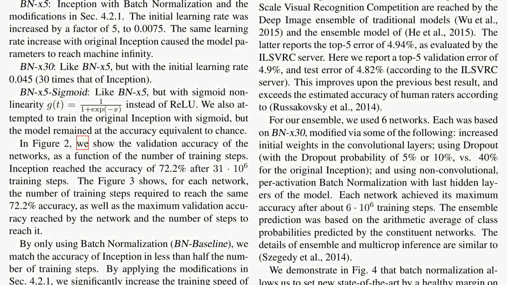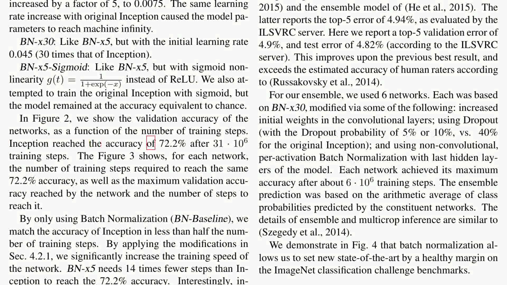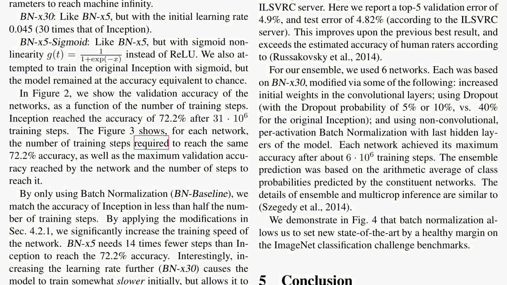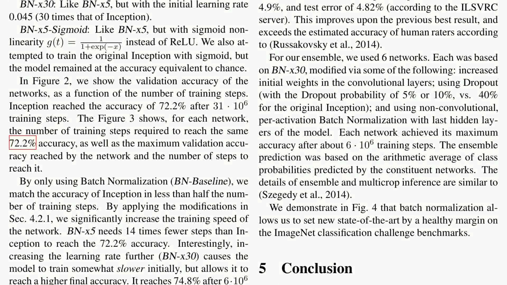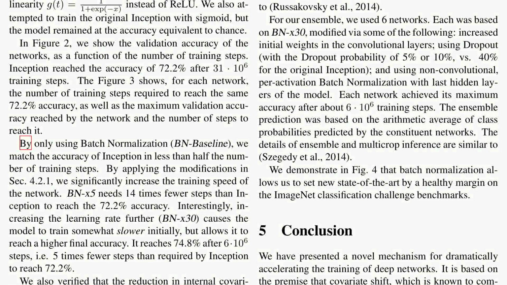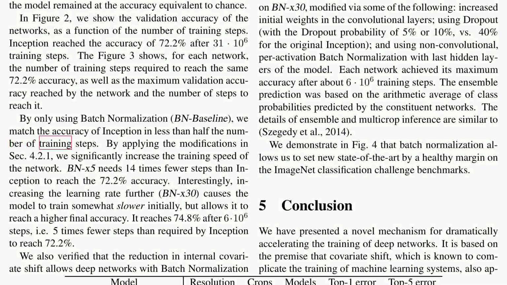In Figure 2, we show the validation accuracy of the networks as a function of the number of training steps. Inception reached the accuracy of 72.2% after 31 x 10^6 training steps. Figure 3 shows, for each network, the number of training steps required to reach the same 72.2% accuracy, as well as the maximum validation accuracy reached by the network and the number of steps to reach it. By only using batch normalization (BN-Baseline), we matched the accuracy of Inception in less than half the number of training steps.